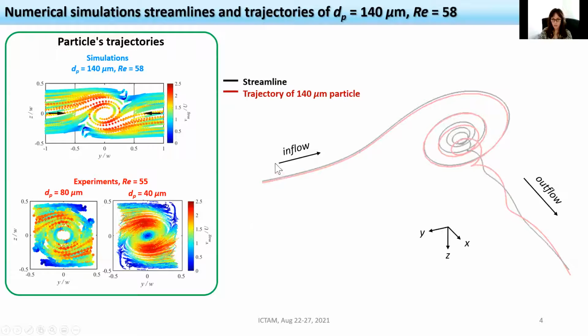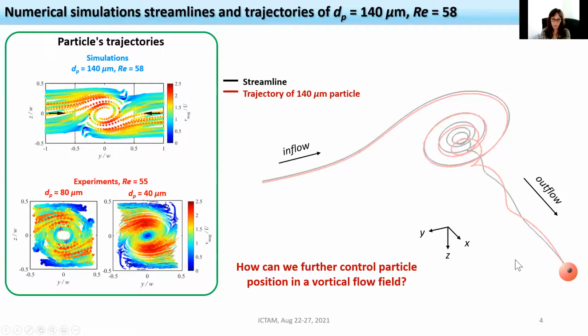If we want to understand this better, we can directly compare a streamline and a trajectory of a large particle. We can consider that a small particle will follow exactly the path of the streamline, being affected by only one streamline. But once we have a large particle, it will be affected by the three-dimensionality of the flow field, so by several streamlines, and will be transported out of the center plane at an earlier point than the smaller particle. But how can we further control particle position in a vortical flow field?